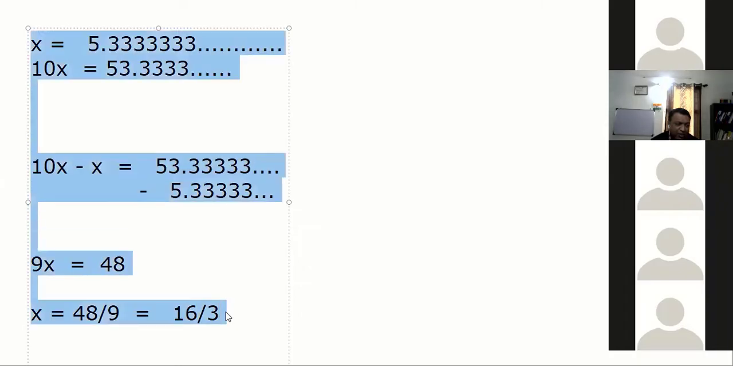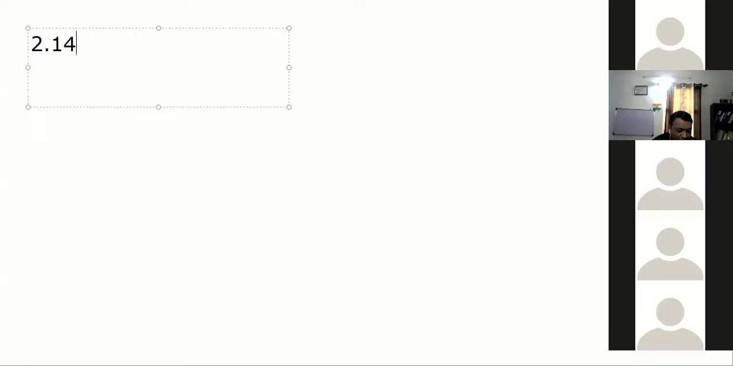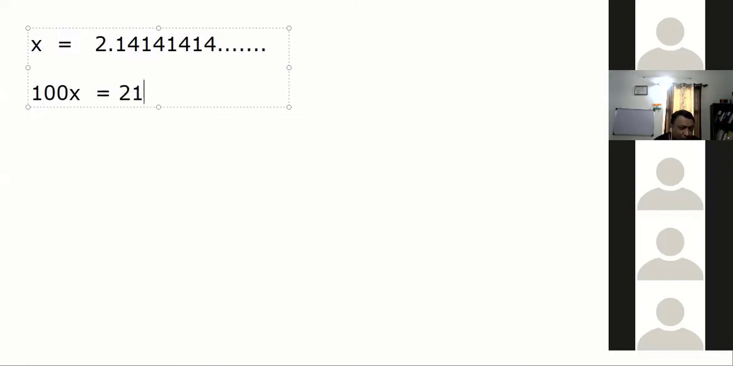You can take a screenshot of this. Suppose my number is 2.14141414 dot dot dot. Rational or irrational? Rational. Now here how many digits are repeating? 2 digits are repeating. So how will I convert? I'll multiply with 100 this time. So multiplying with 100 becomes 214.141414 dot dot dot. Subtract, 100x minus x, 99x.